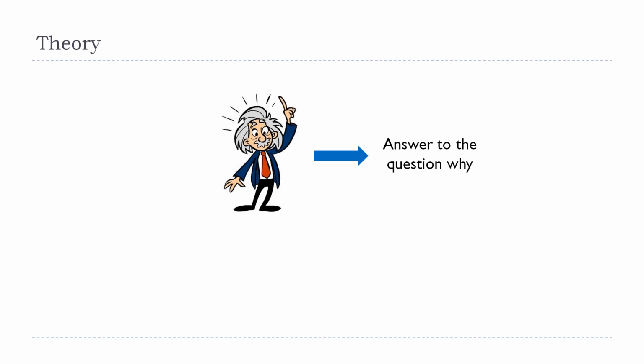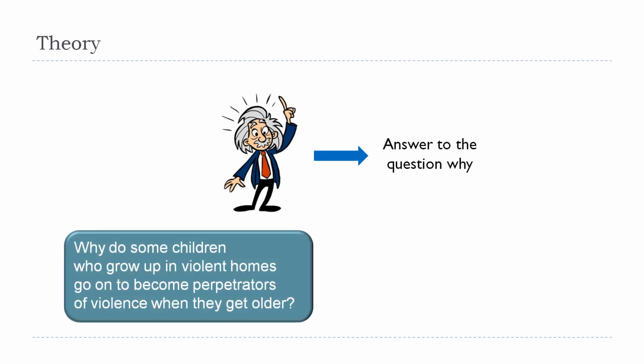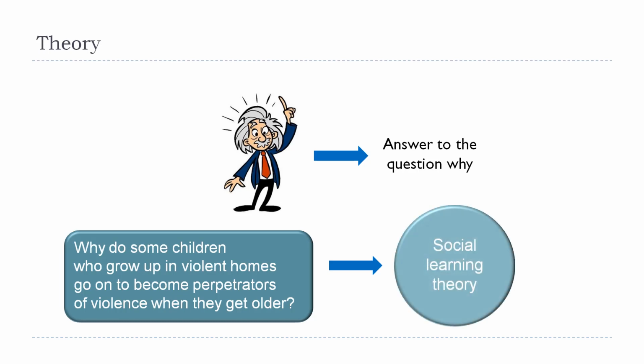Now let's look at an example. Why do some children who grow up in violent homes go on to become perpetrators of violence when they get older? Well, the answer to this question is based on a theory. And one theory could be social learning theory, that what we see growing up is our modeled behavior that then we take on and engage in that behavior ourselves.